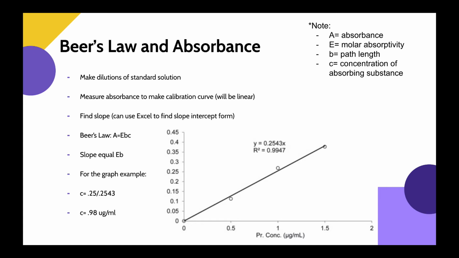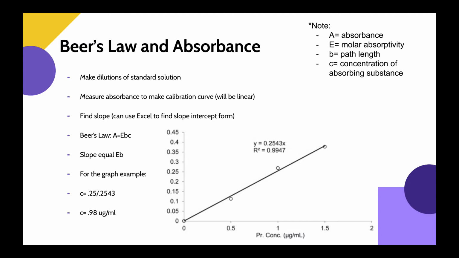And then knowing that Beer's law is absorbance equals molar absorptivity times path length times concentration, we know that the slope is going to be molar absorptivity times path length, since the graph shows absorbance as the y-axis and concentration of the solute as the x-axis. So knowing this, we only need to find one more variable, being absorbance. You can use laboratory tools to find the absorbance, and then you just plug and chug and isolate for concentration.